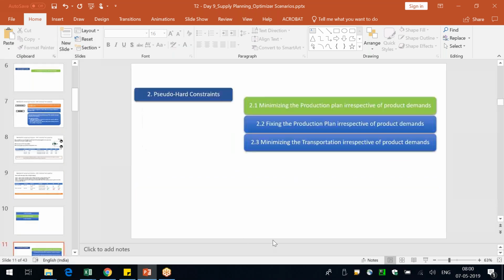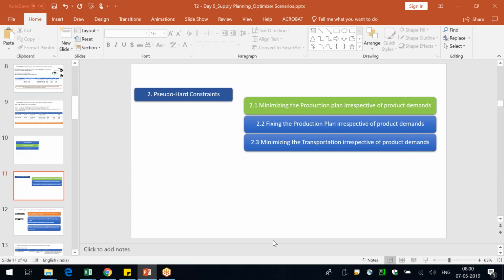Next are the pseudo hard constraints. The first scenario in the pseudo hard constraints is minimizing the production plan irrespective of the product demands. When this scenario comes in, I have two plants, so based on the setup costs and whatever the reason, you'll say that plant 101 has to produce this much, and I don't care what demands I have or what other locations are having. I'll say that this plant has to produce a minimum of this much every week. How will I introduce this constraint into my optimizer run so that the optimizer will respect it?